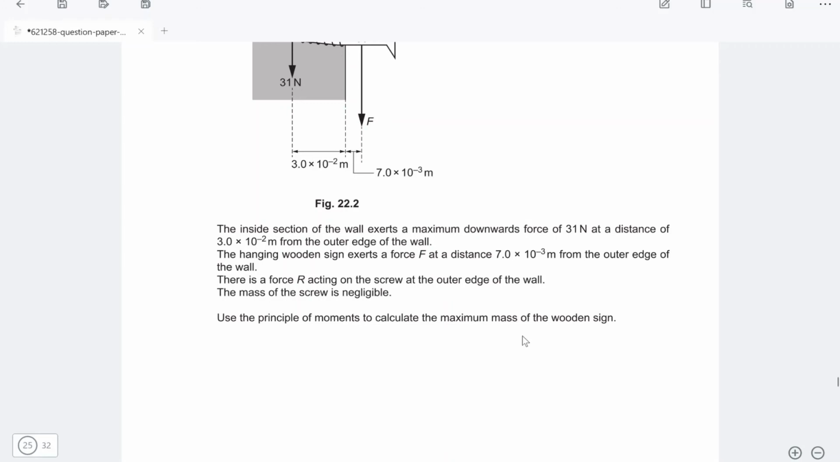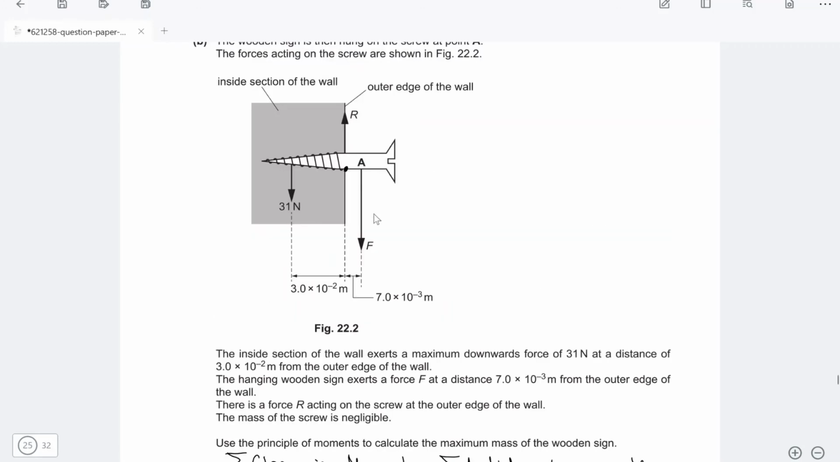Let's think about some of the moments involved in this problem. So this force F here is going to force the screw to rotate in the clockwise direction. So this moment here will be a clockwise moment. The 31 newton force will force the screw to rotate in the anti-clockwise direction, so this here will be an anti-clockwise moment, assuming that the pivot is right here, which I've labeled as the point P. Now the force R will exert no moments actually, so no moments.